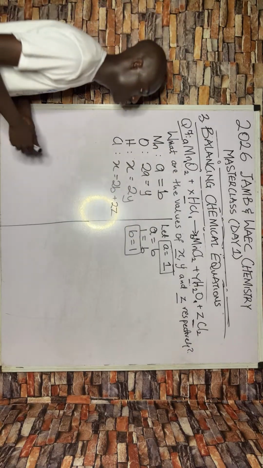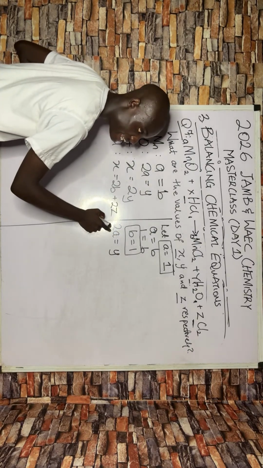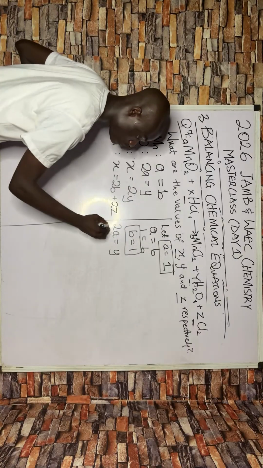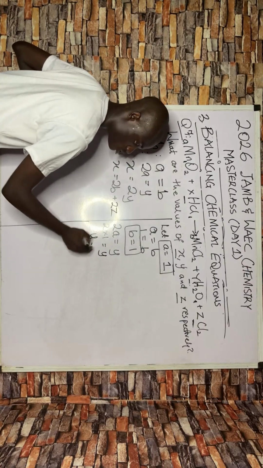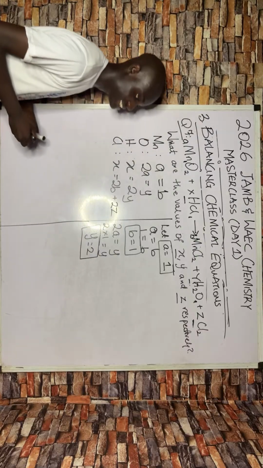Then we have this, which is 2A is equal to Y. Now A, from our first definition, we said let A be equal to 1. So this is 2 times 1 is equal to Y. Therefore, Y will be what? 2 times 1, which is 2. So this is Y. So we've sorted that out.